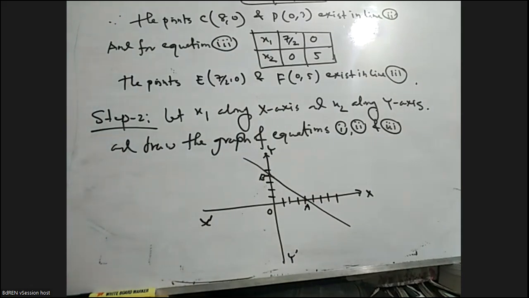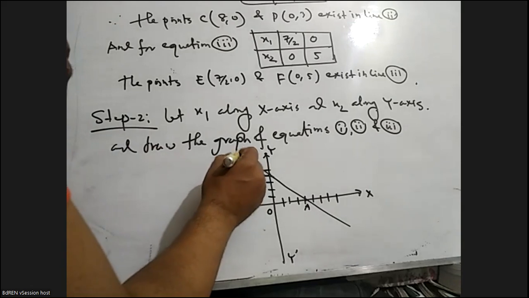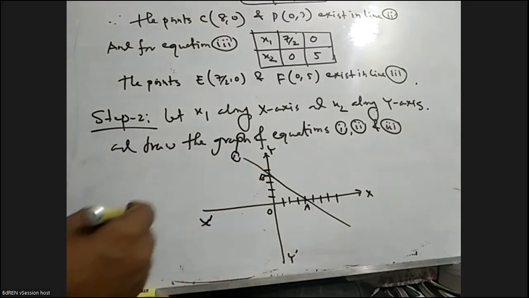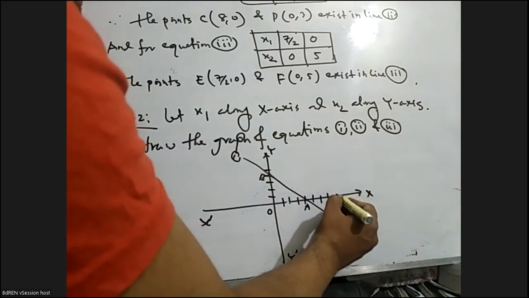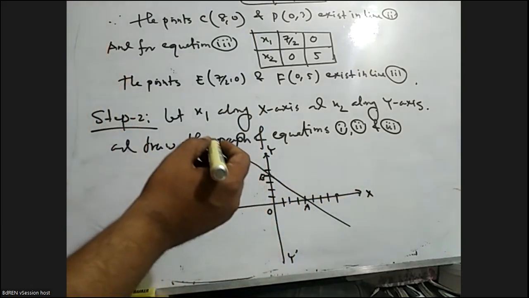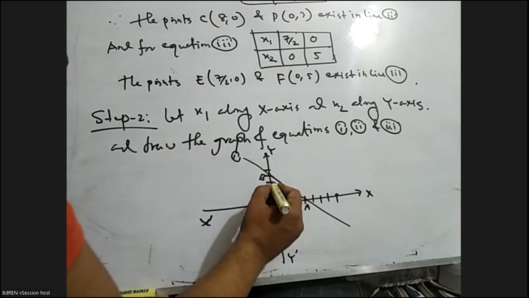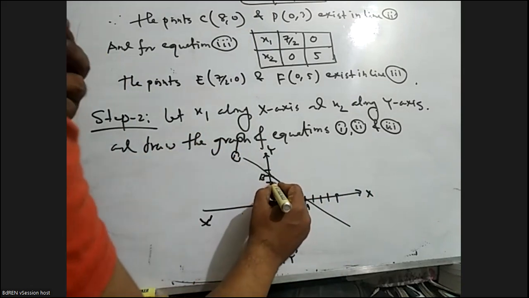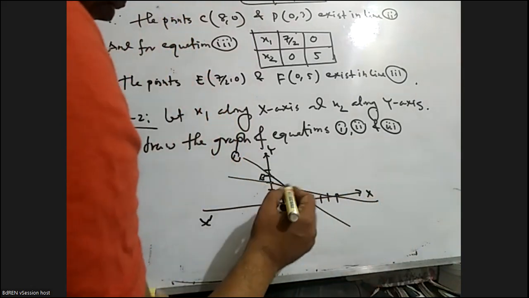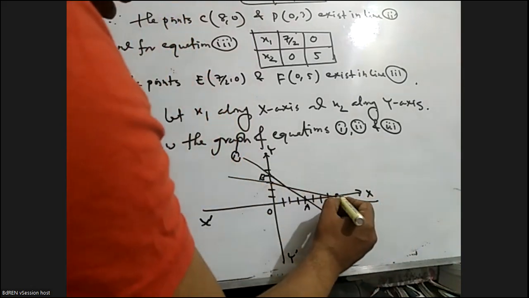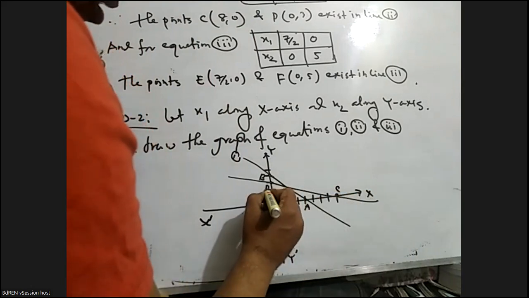This is line 1. Now, C point, what will be? 8, 0. This is the 8, 0 point, C point, and D point will be what? 0, 3. This one. So we easily join these two points. This is the C point, and this is the D point.